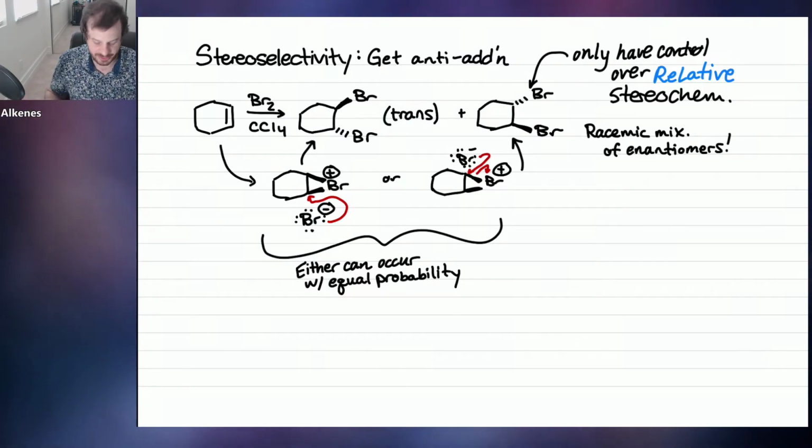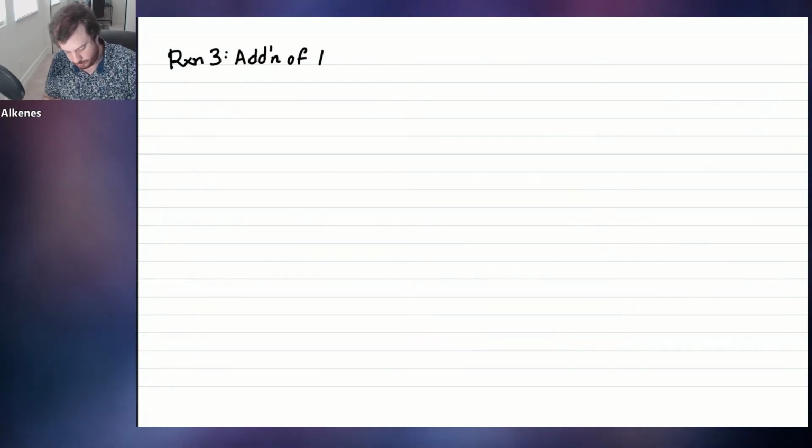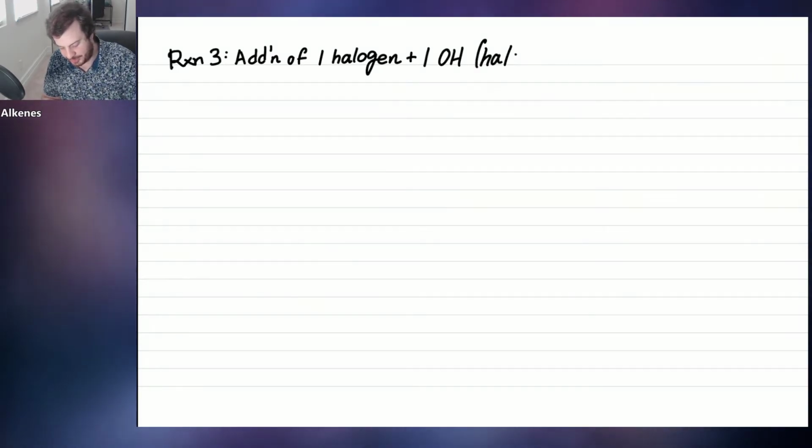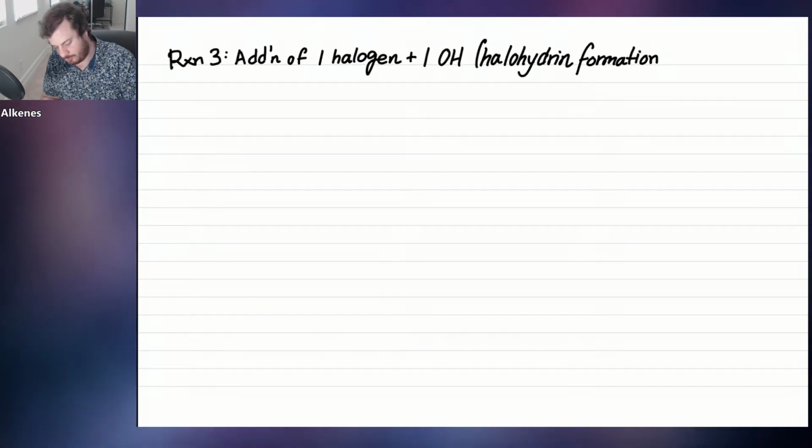All right, let's take a look at reaction 3. Reaction 3 is actually a subset of reaction 2. It's a variation of reaction 2. Reaction 3 is the addition of one halogen and one OH, an alcohol. We call this the halohydrin reaction. Halohydrin formation.